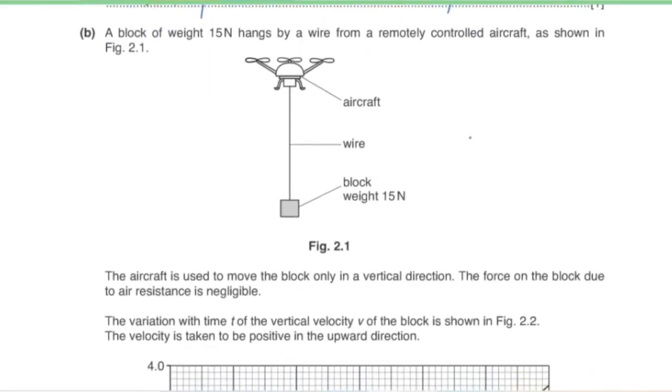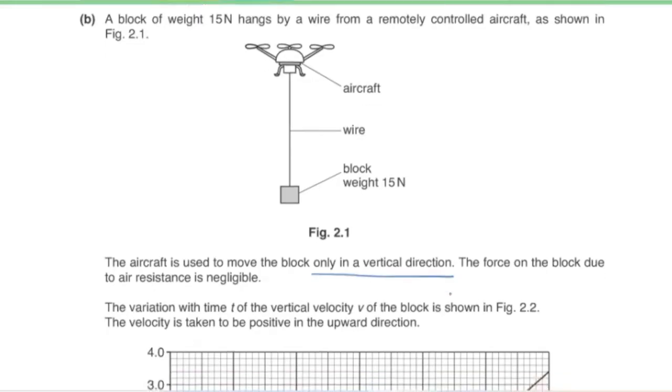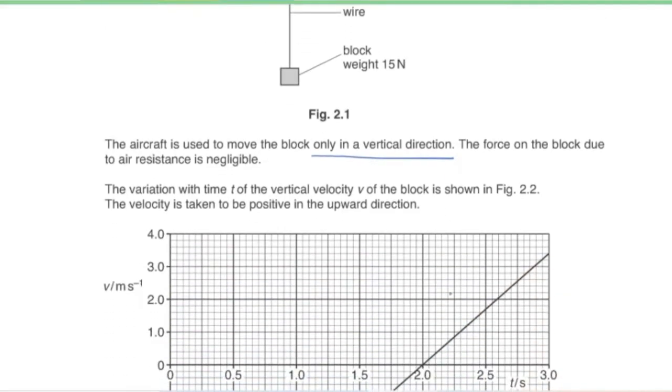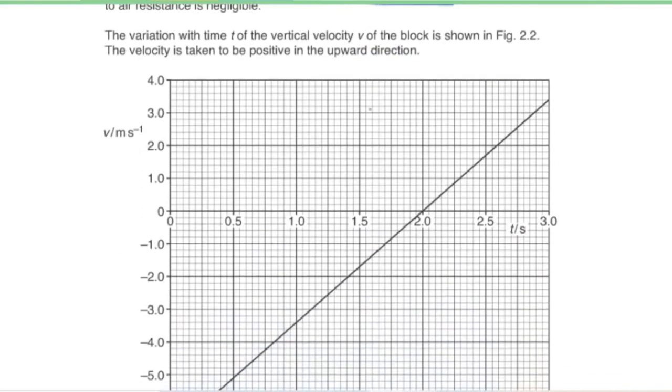Part B, a block of weight 15 newtons hangs by a wire from a remotely controlled aircraft as shown in figure 2.1. The aircraft is used to move the block only in a vertical direction. So this block moves either upwards or downwards. The force on the block due to air resistance is negligible. The variation with time of the vertical velocity of the block is shown in figure 2.2. The velocity is taken to be positive in the upward direction.